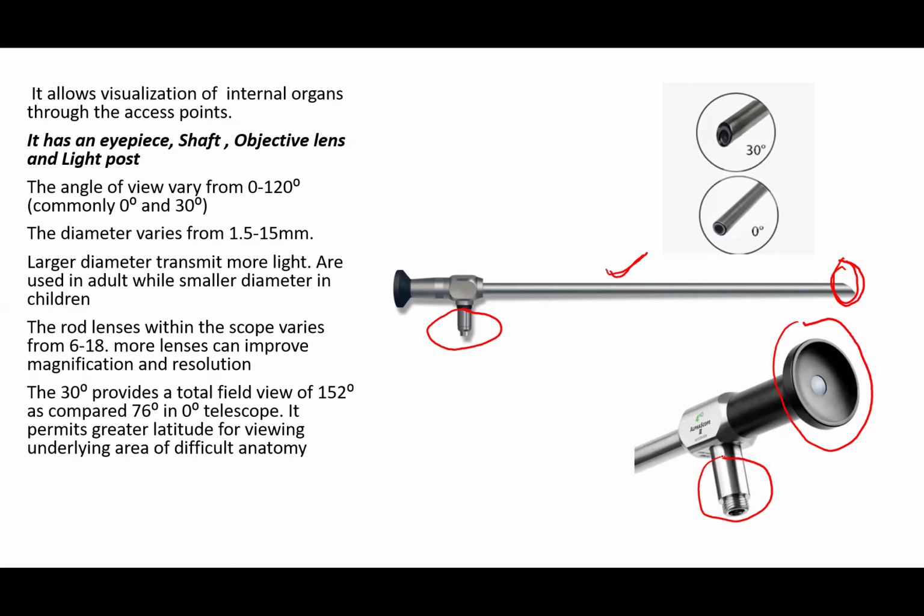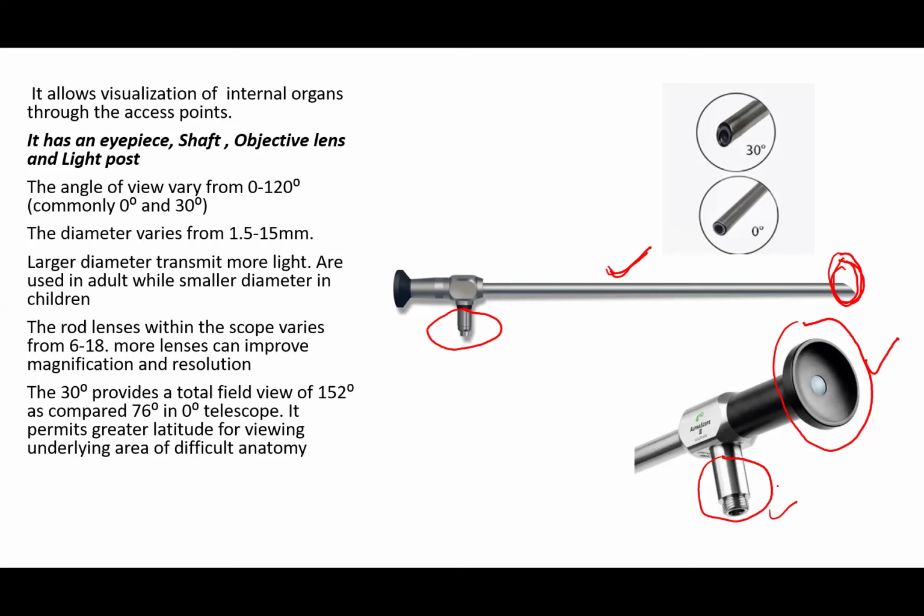So the telescope or laparoscope is the instrument used for visualization of the internal organs through the access point created for that purpose. It has an eyepiece, a shaft, objective lens at the tip, as well as a light post that the light source is connected to illuminate the view.